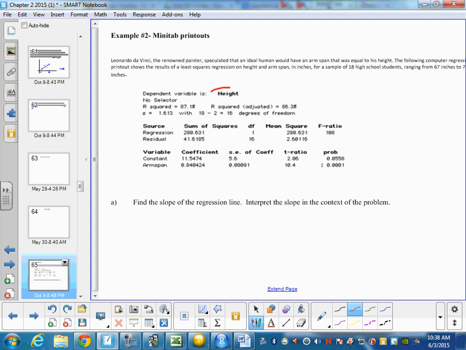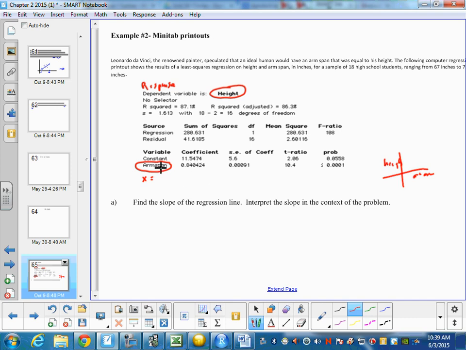The dependent variable, height, is our response variable. So that's your y value. Your independent variable, your x value, is down here, your arm span. So your arm span is here, your response is the height. So we know we're doing arm span and height. Now, there's a bunch of other data in here.